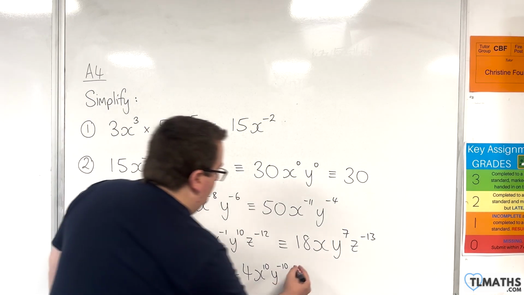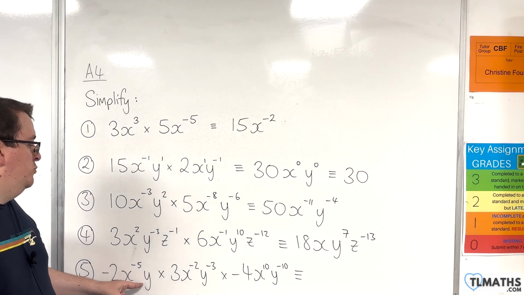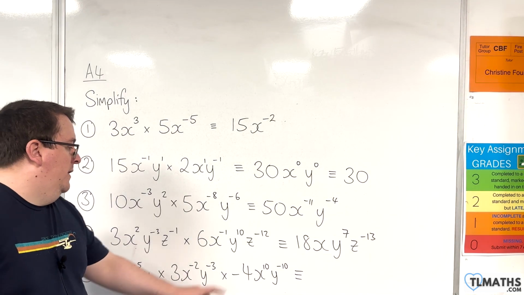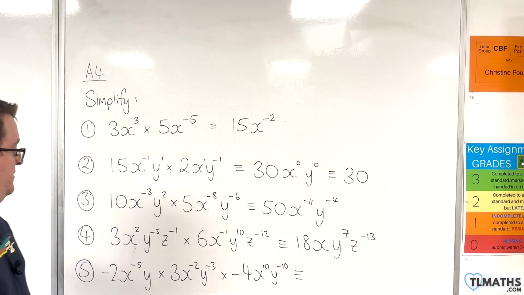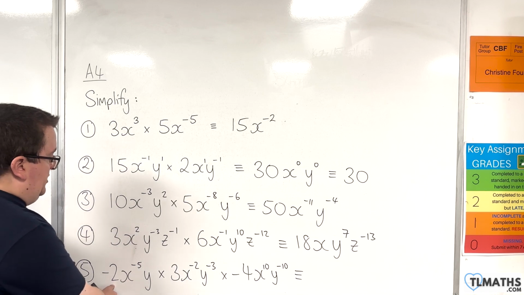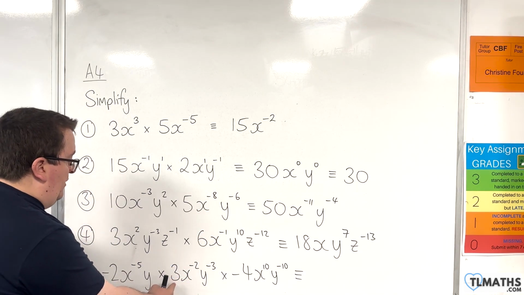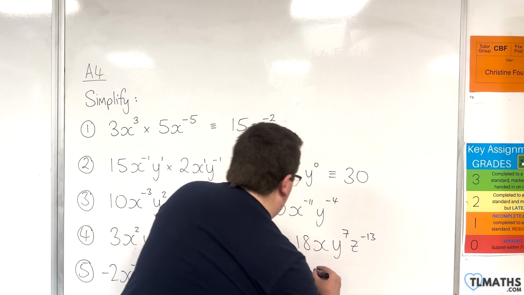And the last one, we have minus 2 x to the minus 5 times y times 3 x to the minus 2 y to the minus 3 times minus 4 x to the 10 y to the minus 10. So deal with the coefficients first. Minus 2 times 3 times minus 4. Well, minus 2 times 3 is minus 6. Times by minus 4 will be 24.